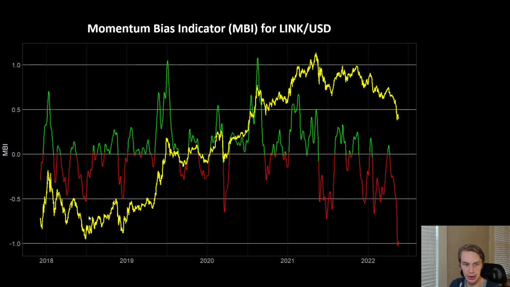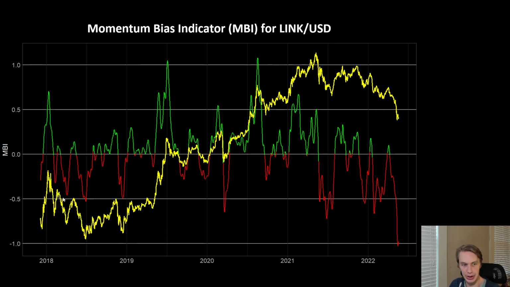So the yellow line here is just the price of Link across time. And in a bear market, what you tend to see is a lot of time being spent in the red, more time being spent in the red than in the green. And anytime we try to reclaim a positive momentum bias, we just get very quickly rejected, right? We come up, get rejected, come up, get rejected, and that's characteristic of bearish times.